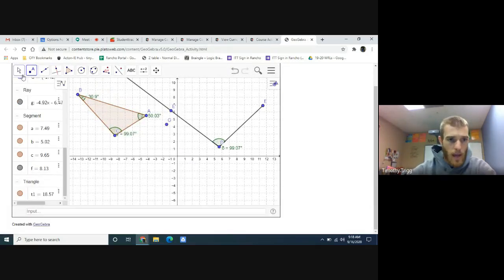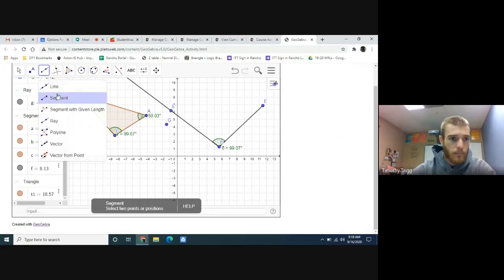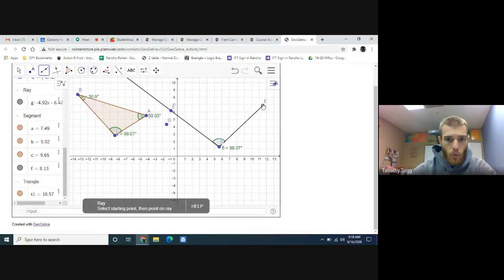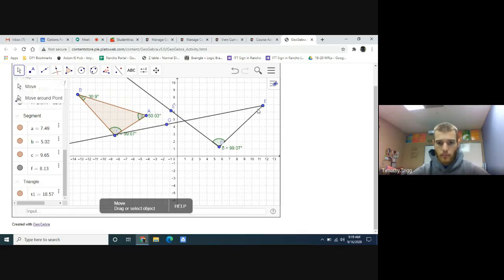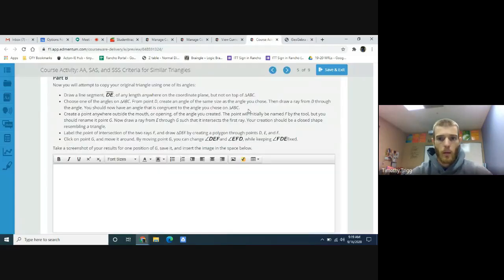Now we create a ray through E and G. So we've created a triangle. Okay, I think that's what they want. So we have two rays intersecting, and we have an angle that's the same as this angle. Okay, cool.